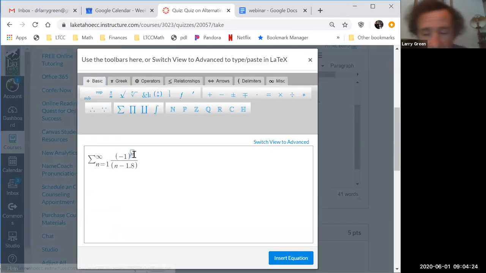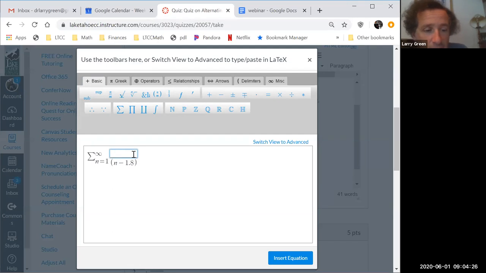So if you take an absolute value, the -1 to the n goes away. That's the whole point of the absolute value. And technically, we're taking the absolute value of n minus 1.8, but we only care about large n. And as soon as n is bigger than 2, it's all positive anyway, so we don't have to worry about it. Is that okay? So you only worry about large values of n, so you can get away with ignoring the little details about the first term.